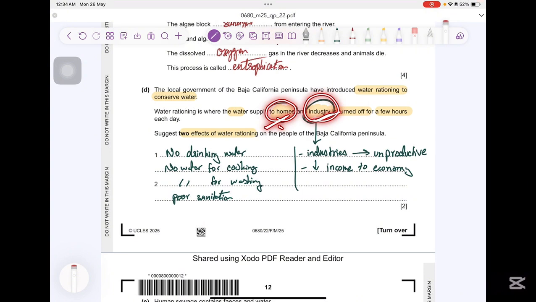So what do we say? No drinking water. No water for cooking. No water for washing. Poor sanitation at home, when you use the toilets, of course. Industries, they're unproductive. That's going to decrease their yield. And when they decrease the yield, it's going to decrease the income for the economy.